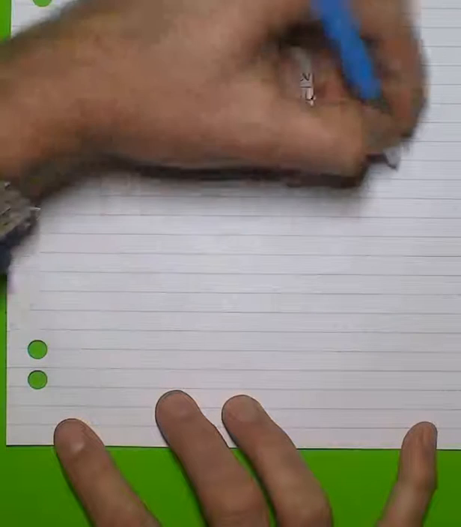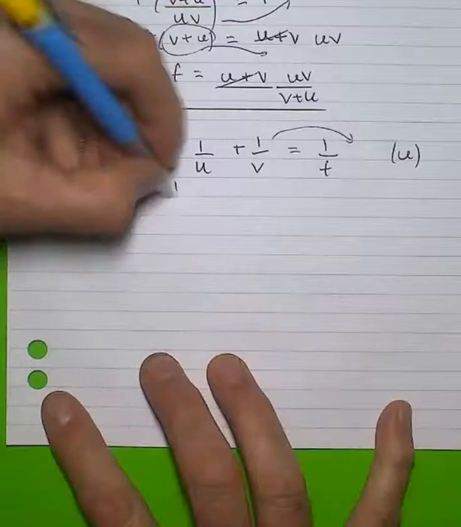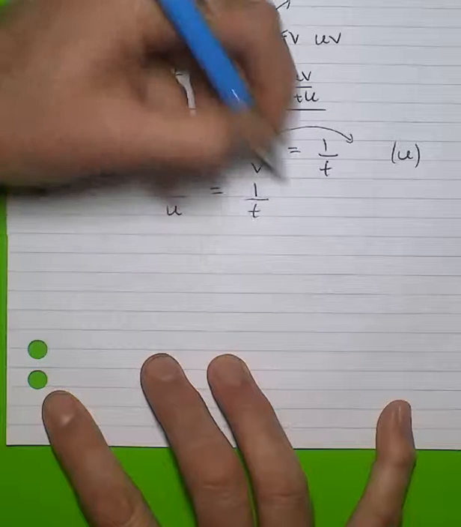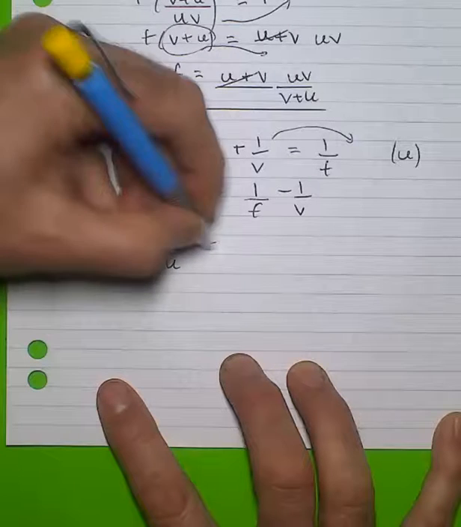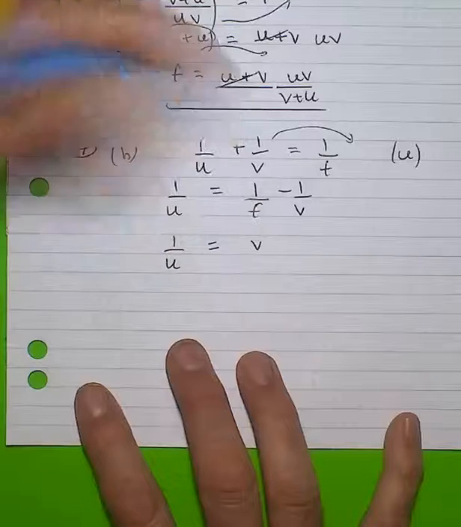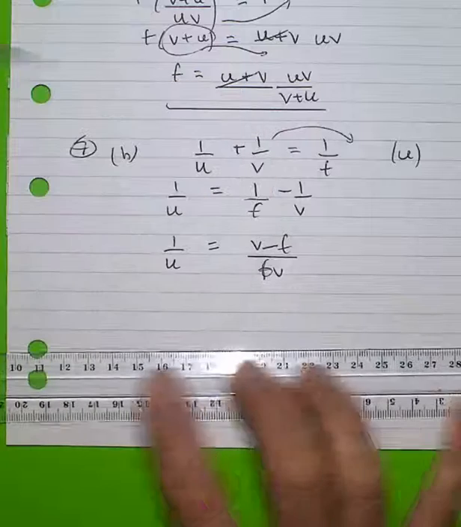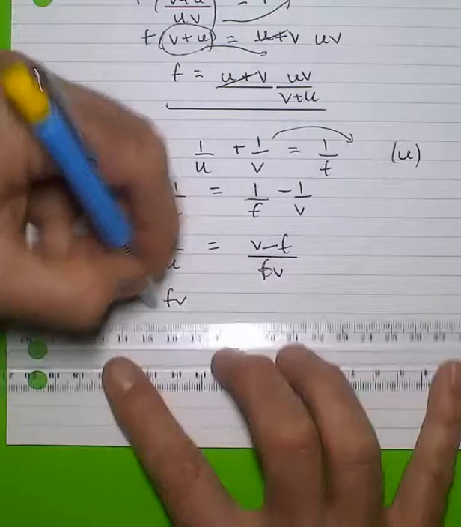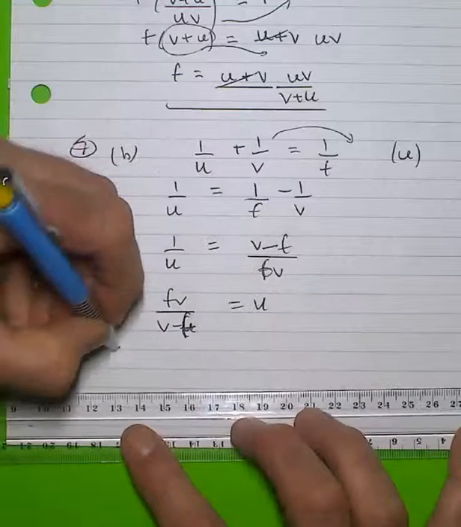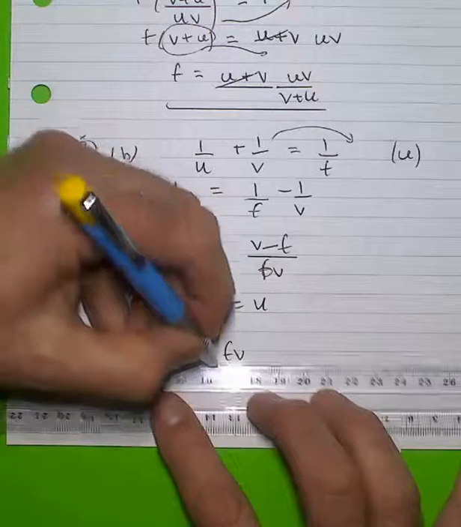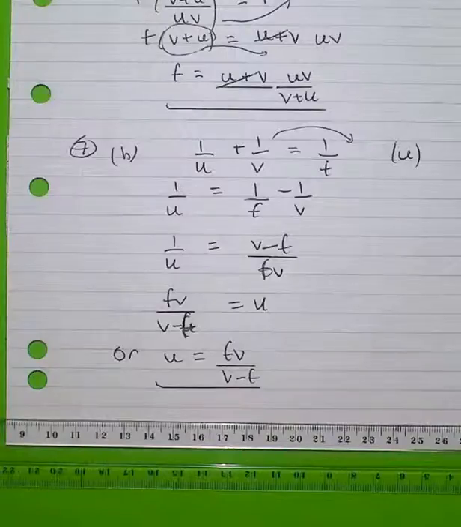In part B, I'm asked to find U as my subject. So what I'm going to do, I'm going to transpose, take the 1 over V to the other side. As I did before, a bit of cross multiplying on the right-hand side to get the lowest common denominator of VF, becomes V take F over FV. And as we saw before, U is equal to FV over V take F. Very similar process to what we followed in part A.